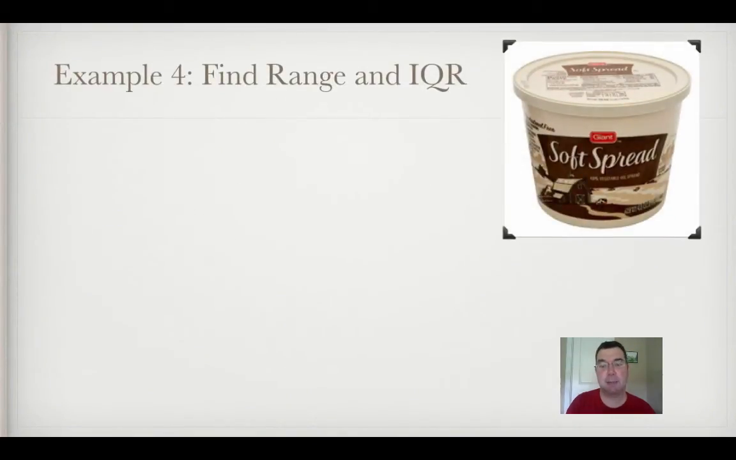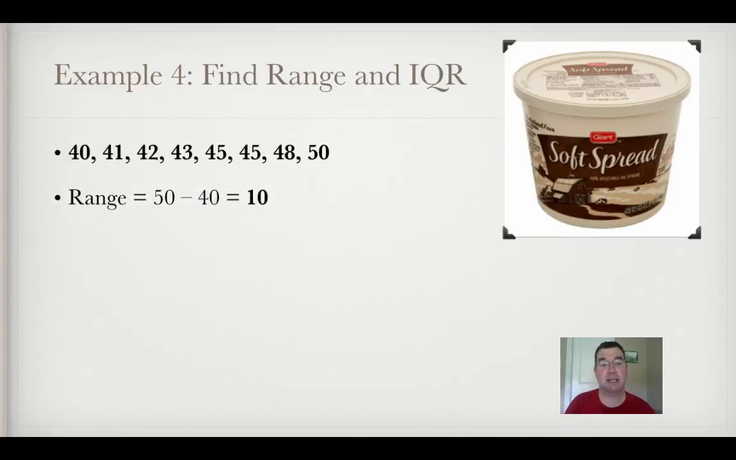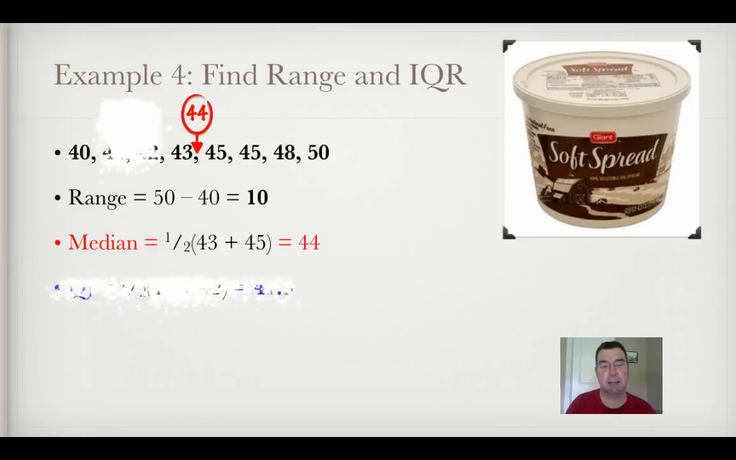Okay, and the last example is this list of numbers right here. It looks like there's 8 numbers. So the range is the highest number, 50, minus the lowest number, 40, which is 10. The median is going to be halfway between the 43 and the 45, since those are the 2 middle numbers. So the median is 44, cutting the list into 2 halves, and each half has 4 numbers again.